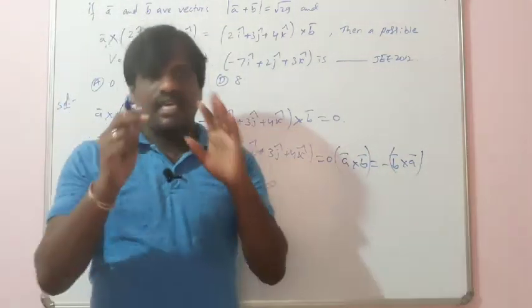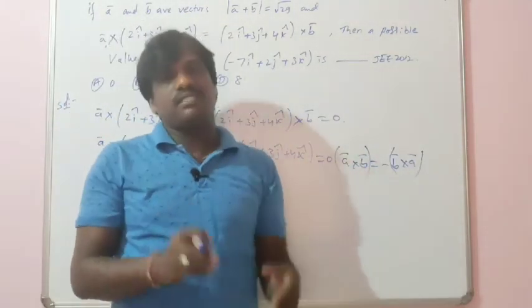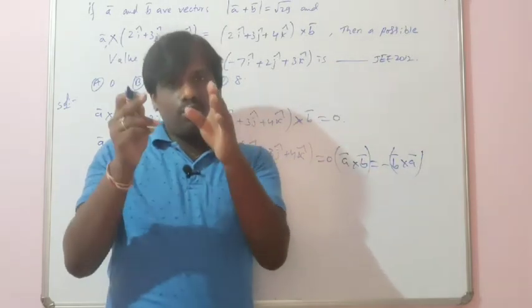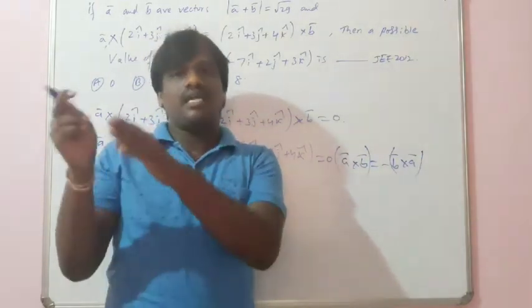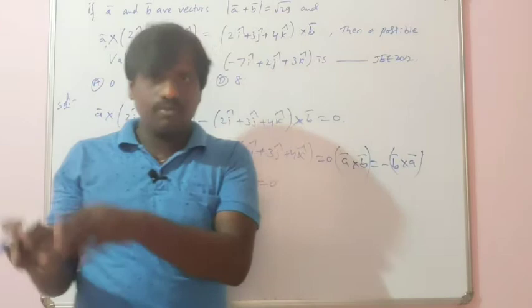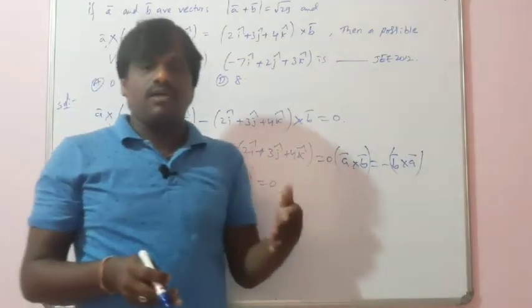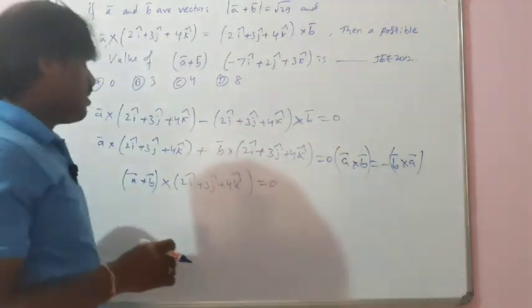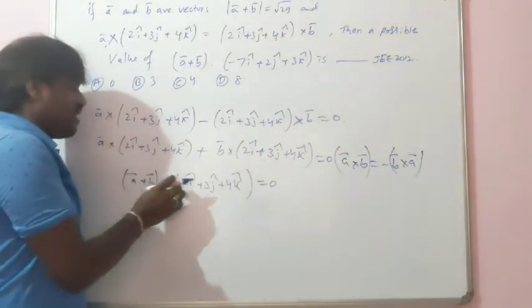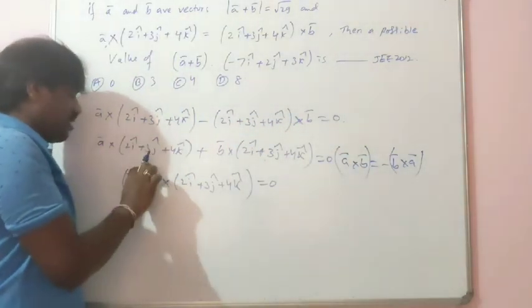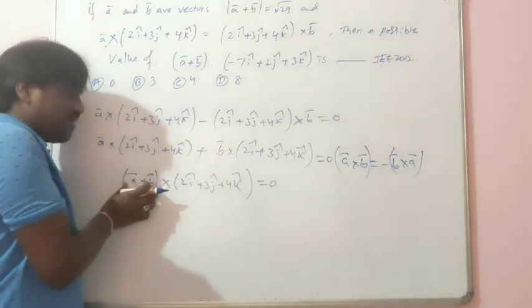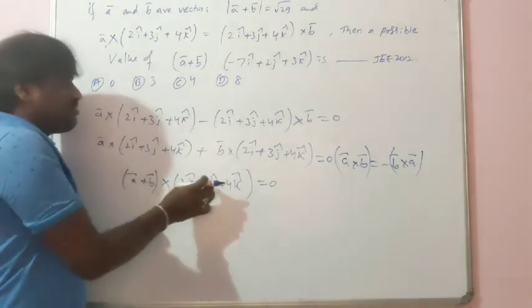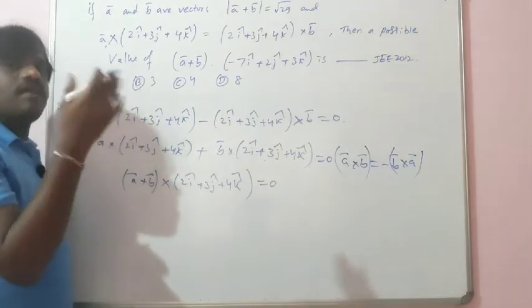If I am saying A cross B is 0, it means mod A mod B sine theta n cap is 0. Sine theta is 0, which means sine theta must be 0, so sine 0 should come. So when the cross product of two vectors is 0, that is, when one vector crossed with another vector is 0, they are parallel to each other.